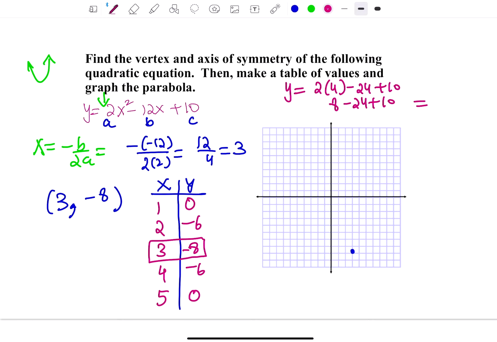We also want to list our axis of symmetry. We have the vertex here. So next point would be 1, 0. x is 1, y is 0. And x is 2, y is negative 6. And we can also use symmetry. x is 4.